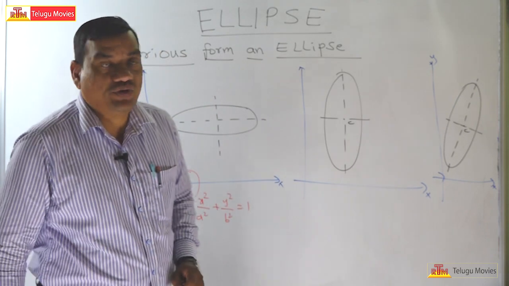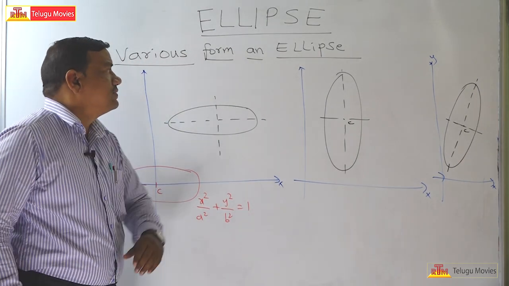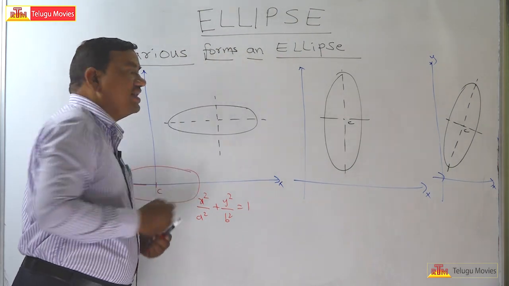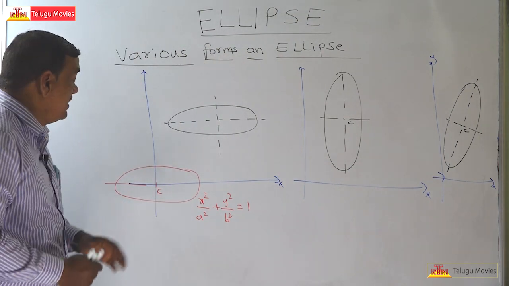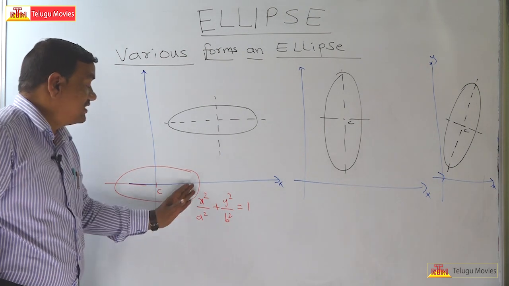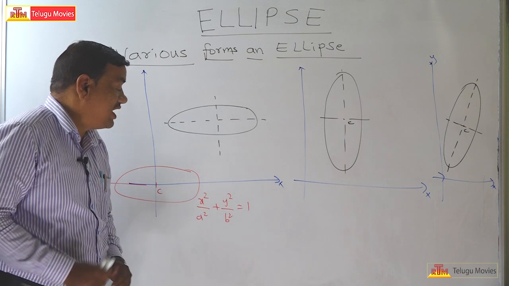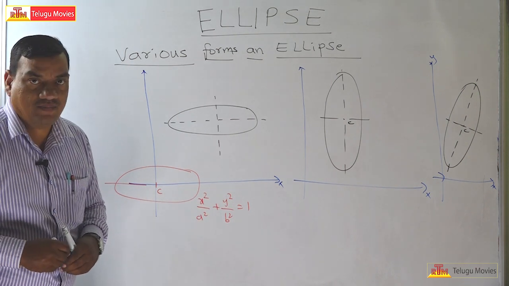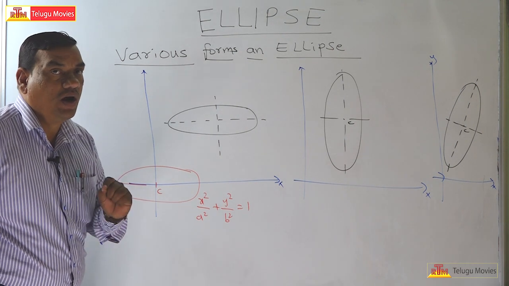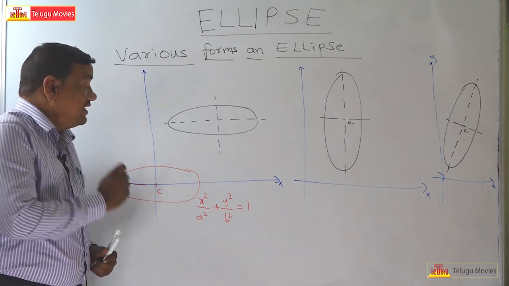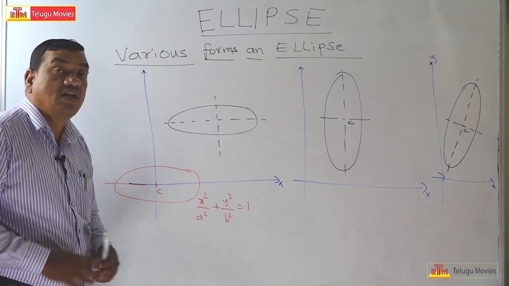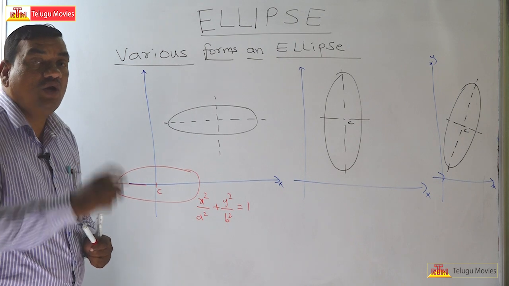Now our concept today is various forms of an ellipse. What are the various forms of an ellipse? Previously we have discussed the equation of the ellipse, x square by a square plus y square by b square is equal to 1, whose center is at the origin, that is 0 comma 0. Of course x and y are variables, and what a and b are should be clearly known.